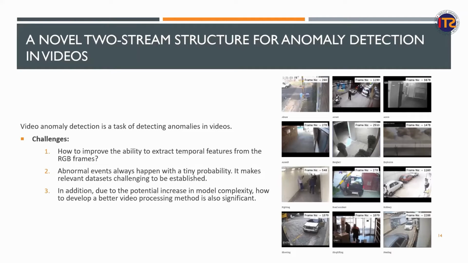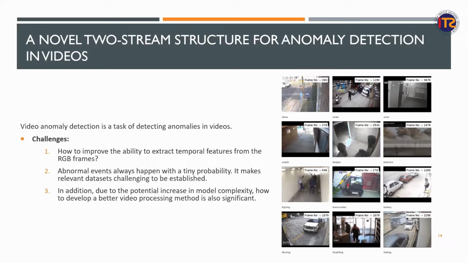In addition, we have also developed a new two-stream structure for anomaly detection in videos. Basically, video anomaly detection is a task of detecting unforeseeable events or anomalies in videos. For example, someone is stealing a car, suddenly there is a fire, and so on and so forth. So we have the following research questions.